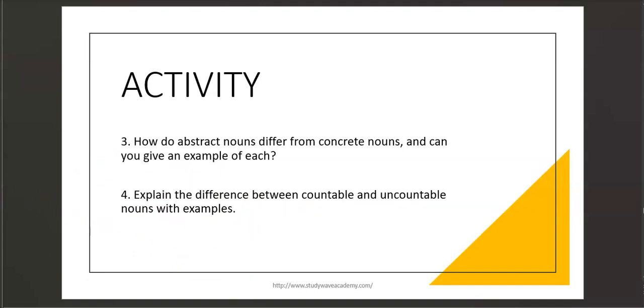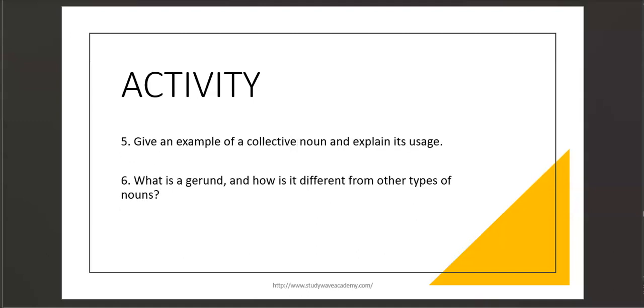So there are 10 simple questions here. Look at them. How do abstract nouns differ from concrete nouns? Again, we've looked at abstract nouns, we've looked at concrete nouns. What do you find the difference? Explain the difference between countable and uncountable nouns. Very simple questions that will help you have a better understanding of what nouns are. Give examples of collective nouns and explain their usage. We've done that. What is a gerund noun?